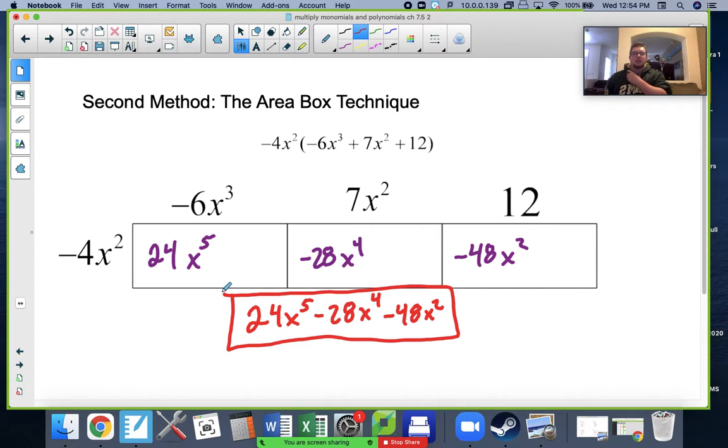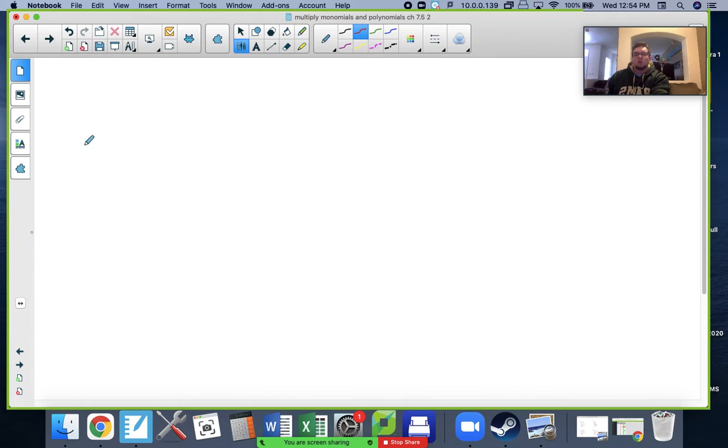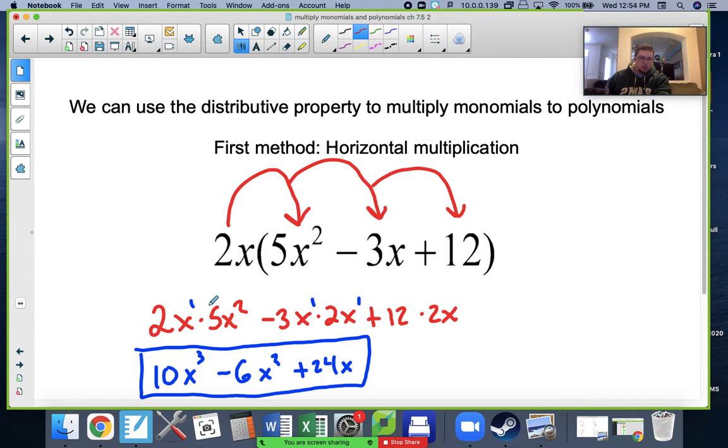So both techniques have merit. They both work just as well as the other one. I think the second technique is just a little more visual. Where this second method is going to come in a lot more handy is when we end up multiplying a trinomial times a trinomial. Keeping track of everything that we have to multiply is a lot easier in the box than it is writing out exactly what's going to get multiplied.